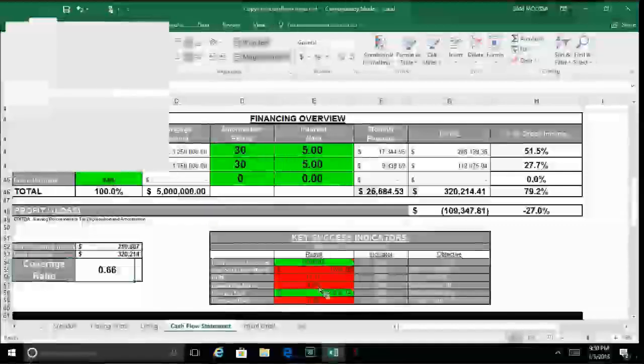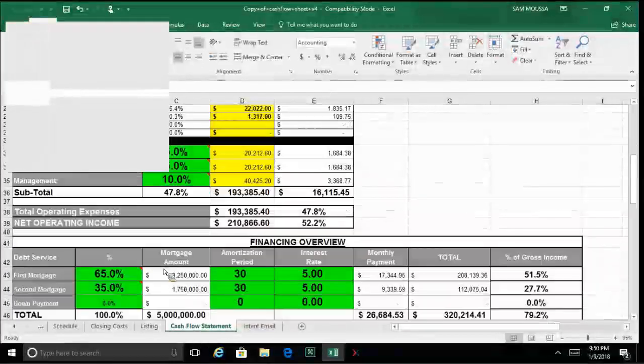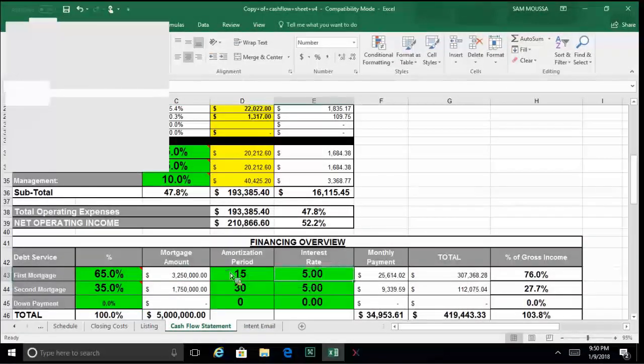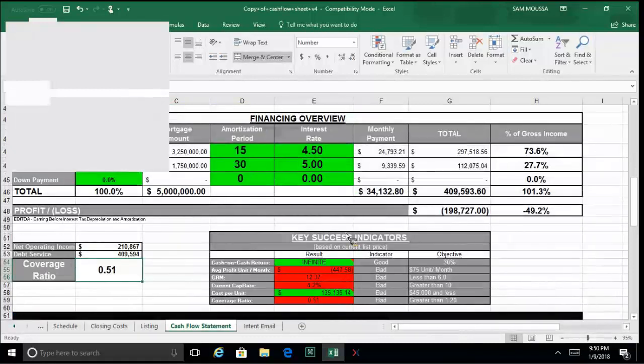Because once we throw financing on it, the coverage ratio is 0.66, which means the income's not covering the debt service. This doesn't work, right? When you get into these commercial properties, you could be financing a 15-year mortgage at, say, 4.5%, with 35% down, and the loan-to-value could be 65%, which is pretty good. The debt service on this is $409,000. The net operating income is $210,000. In other words, you only got 50% of the income coming in.